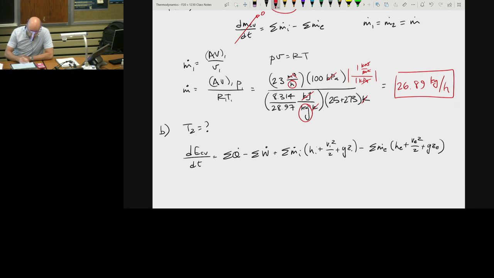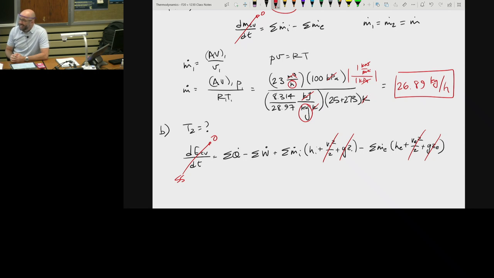Okay, what do we know here? We know that this goes to 0 because it's steady state. The energy of my system, of my control volume, is not changing with time. It's going to be the same no matter what snapshot I take. I know that the kinetic and potential energy effects also go away because I made that assumption, and I wasn't given anything in the problem statement that leads me to believe otherwise.